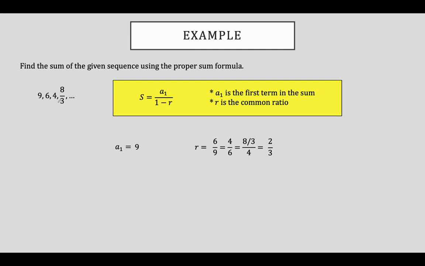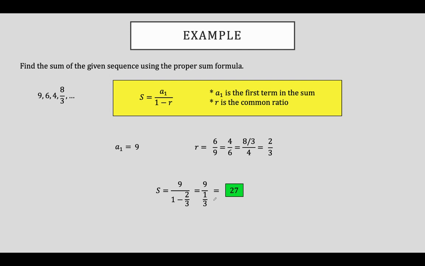So now that we have a1 and we have r, we plug them into the formula. S is equal to 9 divided by 1 minus 2/3. 1 minus 2/3, well, that gives me 1/3. 9 divided by 1/3, dividing by 1/3 is the same as multiplying by 3. 9 times 3 gives us 27 as our final answer.